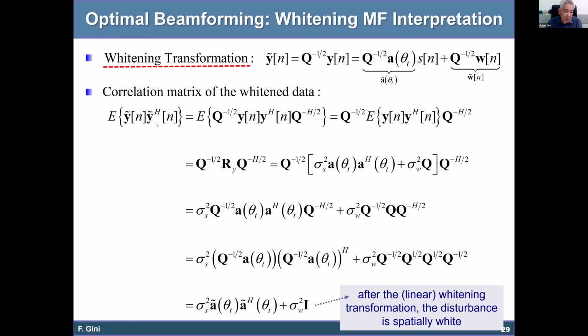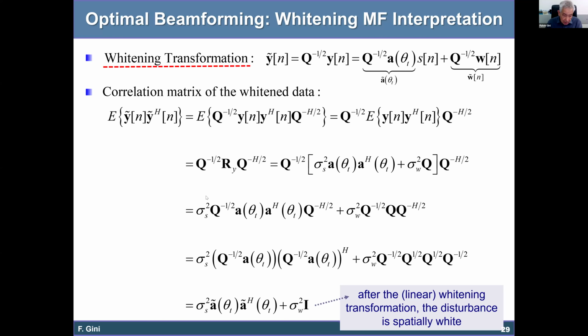what is the correlation matrix of this? Okay, you take this and you plug it here. So instead of Y tilde, you put this, and it's Hermitian. Then, because Q is deterministic, you bring it outside the expectation. So the expectation operates on Y Y Hermitian. By definition, this is Ry. Ry has this structure here. So then you do the two multiplications. So you have the signal and the disturbance.